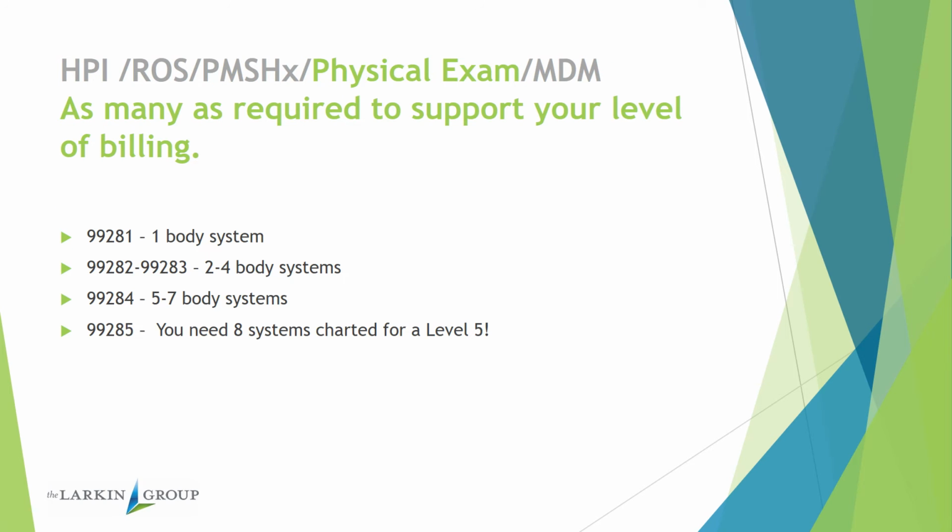So for a level 3 level of charge, you should chart on 2 to 4 body systems. For a level 4, 5 to 7 body systems, and a level 5, 8 body systems should be individually charted.